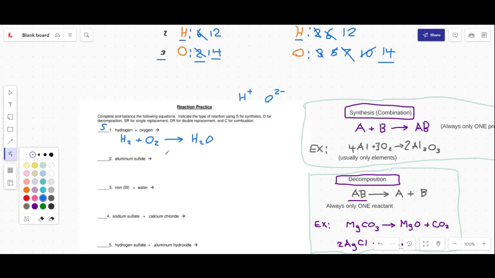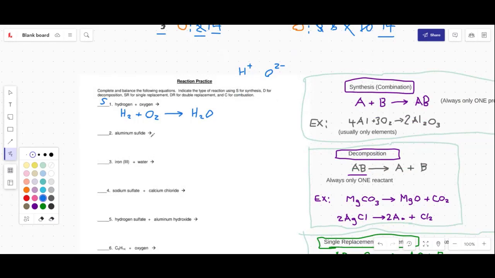All right, so let's take a look at the next one. Aluminum sulfide and then an arrow. Well, aluminum sulfide, is that an ionic compound or a covalent compound?